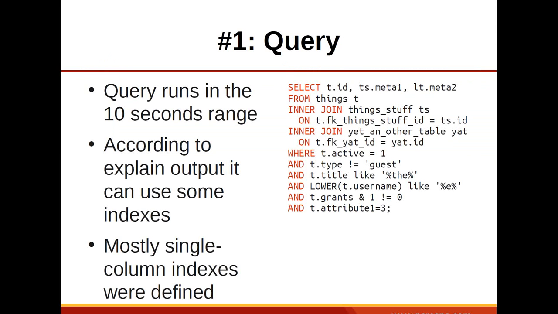So let's move to case study number 1. Case study number 1 is this query on the right-hand side, and the query runs in the 10 seconds range, and according to explain output it is using some indexes, and mostly single column indexes were defined on the tables which are used in this query. Let's see what this query is.